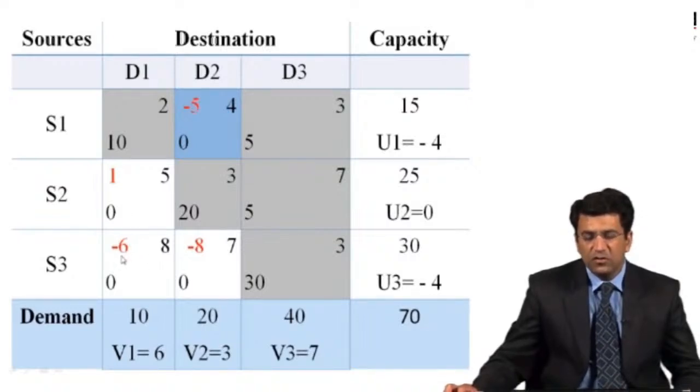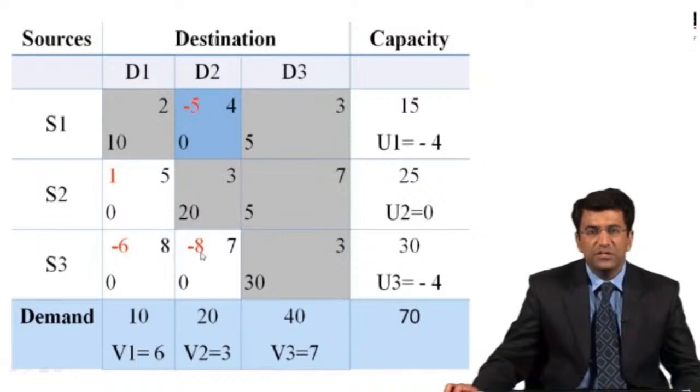Similarly, the shadow cost -6 for this particular cell has been computed, that is u3 is equal to -4, v1 is equal to 6. So -4 plus 6, 2 minus 8, this will become -6. So this is the shadow cost for this particular cell. Again, the shadow cost for this cell S3D2 is -8, that is -4 plus 3, this is -1, -1 minus 7, that is the cost of this particular cell. So -1 minus 7 will become -8. So you can see that there are 3 shadow costs which are negative, but still there is a shadow cost for this particular cell S2D1 which is positive.